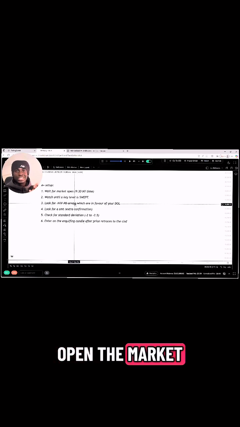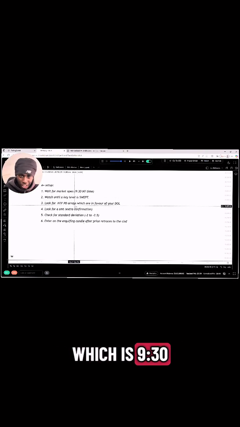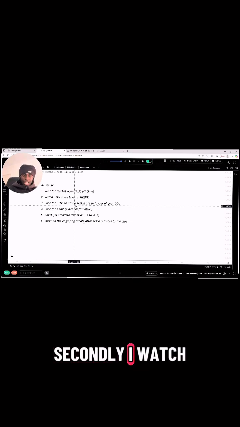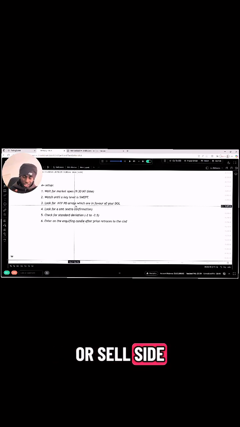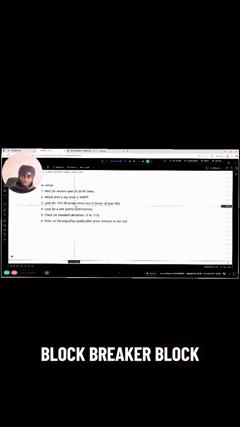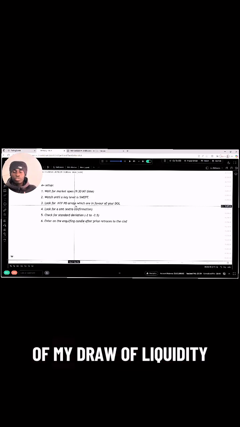So when I open the market, straight away, I wait for the market open, which is 9:30 in NY, 2:30 if you're in the UK. Secondly, I watch until either buy side or sell side is swept. Then I'll wait for it to tap into a high time frame PDRA, which could be a fair value gap, order block, breaker block, things like that. But it has to be in favor of my draw of liquidity.